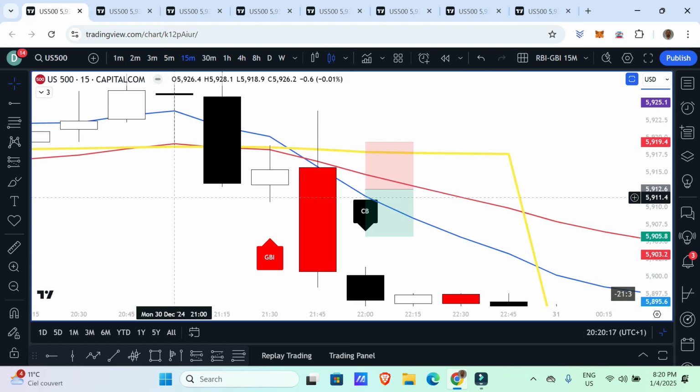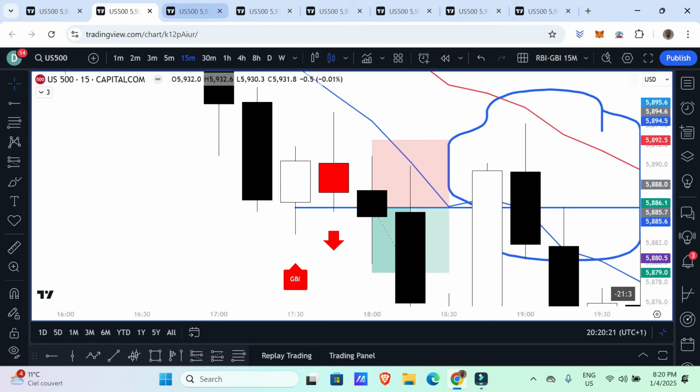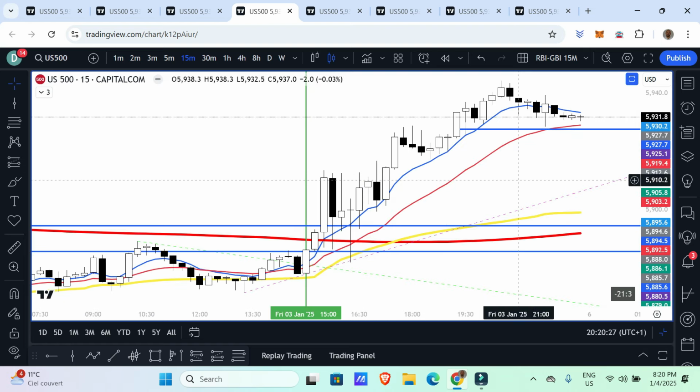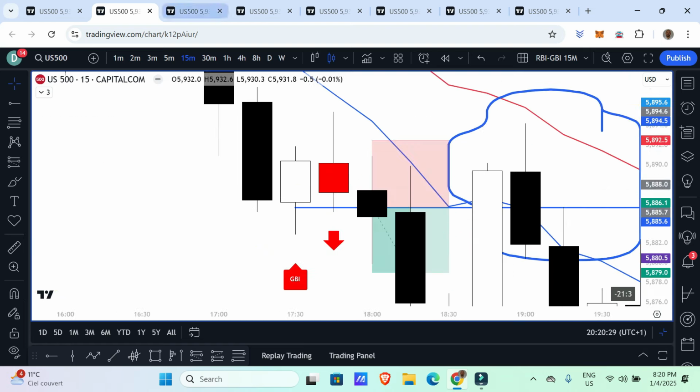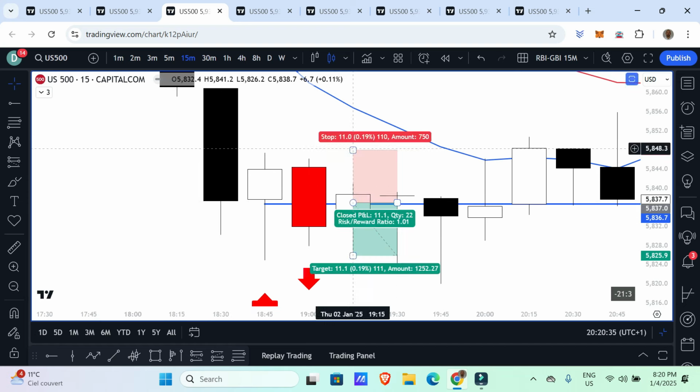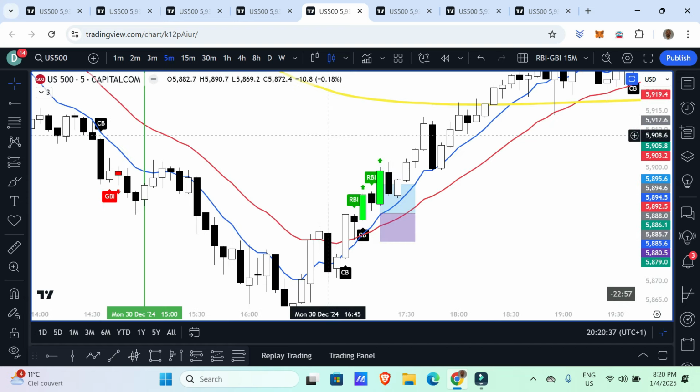So on the 15-minute, we got one winner on Monday, another winner on Tuesday. Wednesday we were not trading, was New Year. Thursday, another winner on the 15, and Friday we got no signals. So we have 1, 2, 3 winners on the 15-minute trading this setup. Then we go to the 5-minute.